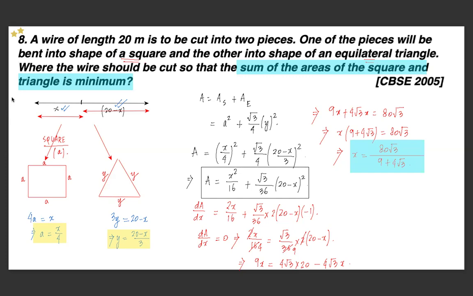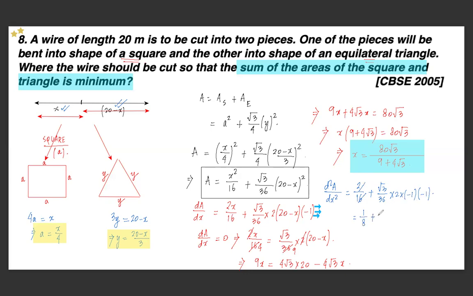Now, we have to apply the double derivative test. So this was our single derivative. If we differentiate it again, d2A by dx square: 2x by 16 will make it 2 by 16. Here we have root 3 by 36 into 2 into minus 1 from before, and the derivative of minus x is minus 1. So basically this cancels off. I have a 1 by 8 here.